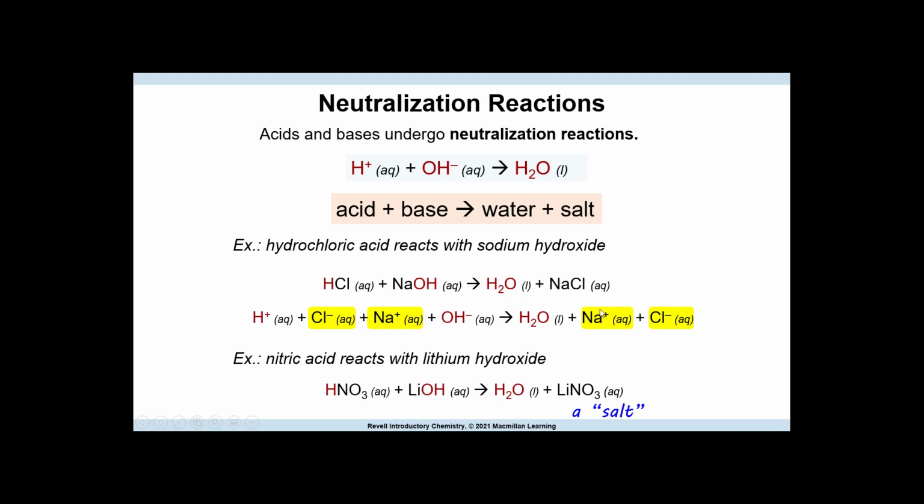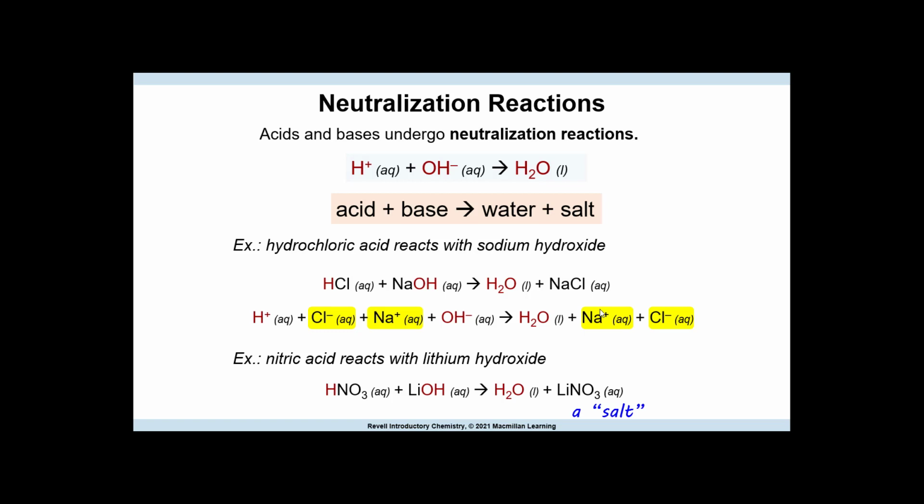And then we can look at a second example, which is nitric acid with lithium hydroxide. Again, the hydrogen ion from the acid reacts with the hydroxide from the base, and it forms water. The remaining ions end up together as lithium nitrate, and that is the salt. So remember, when we refer to a salt in a neutralization reaction, we're not talking about sodium hydroxide, sodium chloride. We're talking about whatever ions are left over that did not participate in producing the water as a product. So this is the salt.